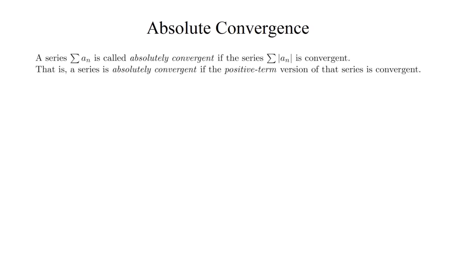All right, we've been concerned a lot lately with convergence versus divergence of a series, and we still are, but now I want to introduce you to a stronger notion of convergence, if you will. It's called absolute convergence. We say a series is absolutely convergent, or converges absolutely, if the series you get by making all of the terms positive is convergent. That is, a series is absolutely convergent if the positive term version of the series is convergent.